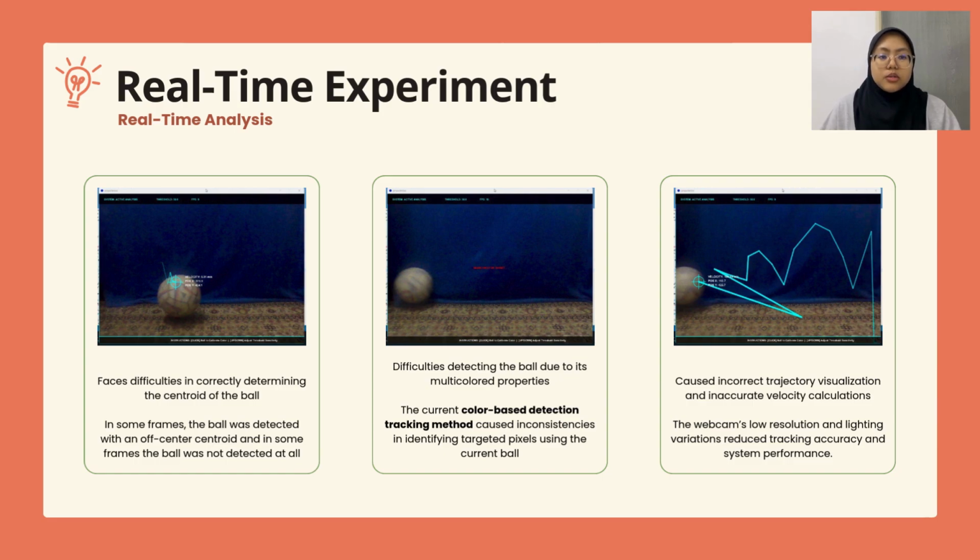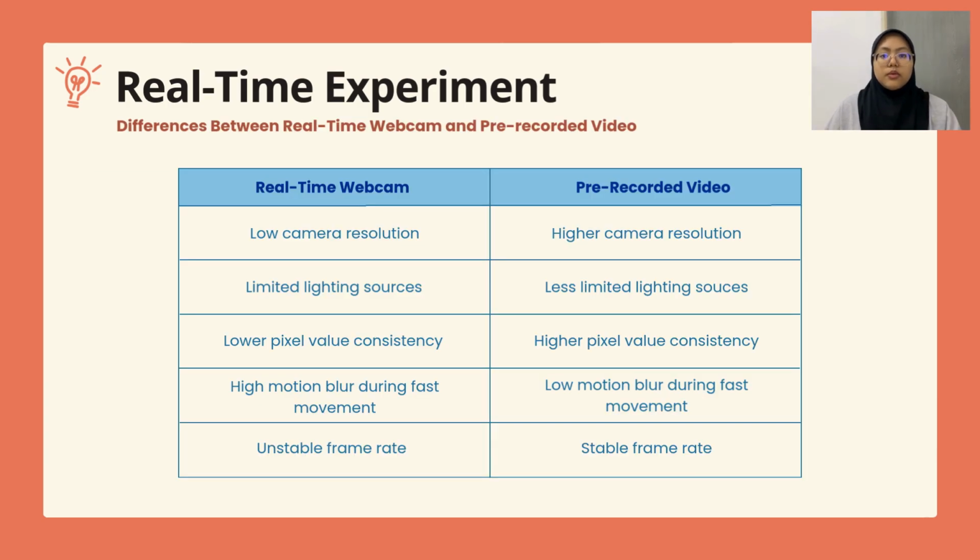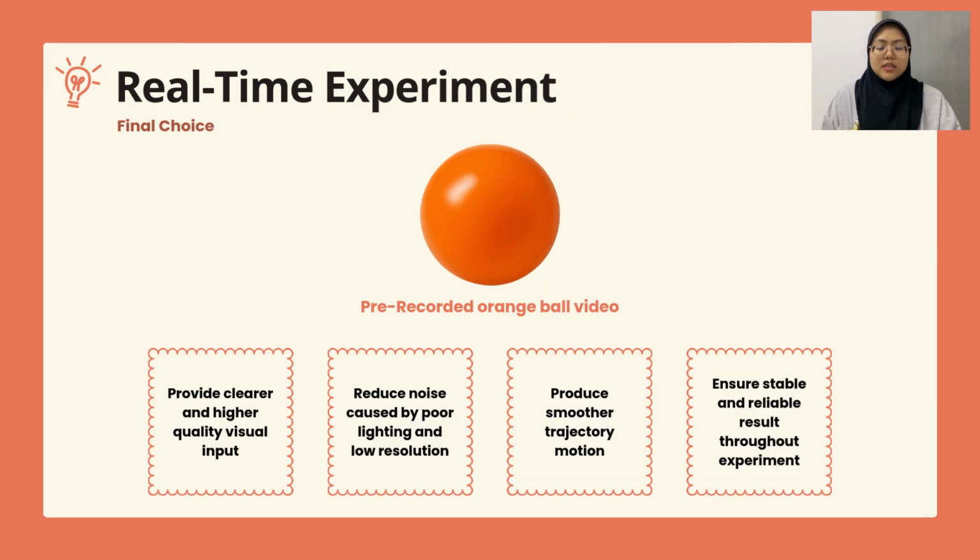This might also be due to the low resolution and lighting variation from the webcam that was used in our real-time detection. Both the real-time webcam and pre-recorded video have different properties that benefit object tracking. For now, the current setup benefits pre-recorded video most as it provides higher camera resolution, better lighting, higher pixel value consistency, lower motion blur, and also a more stable frame rate compared to the real-time webcam. So due to all of this, we decided to use a pre-recorded video of an orange ball for our results and analysis, which will be explained later by Aimi.